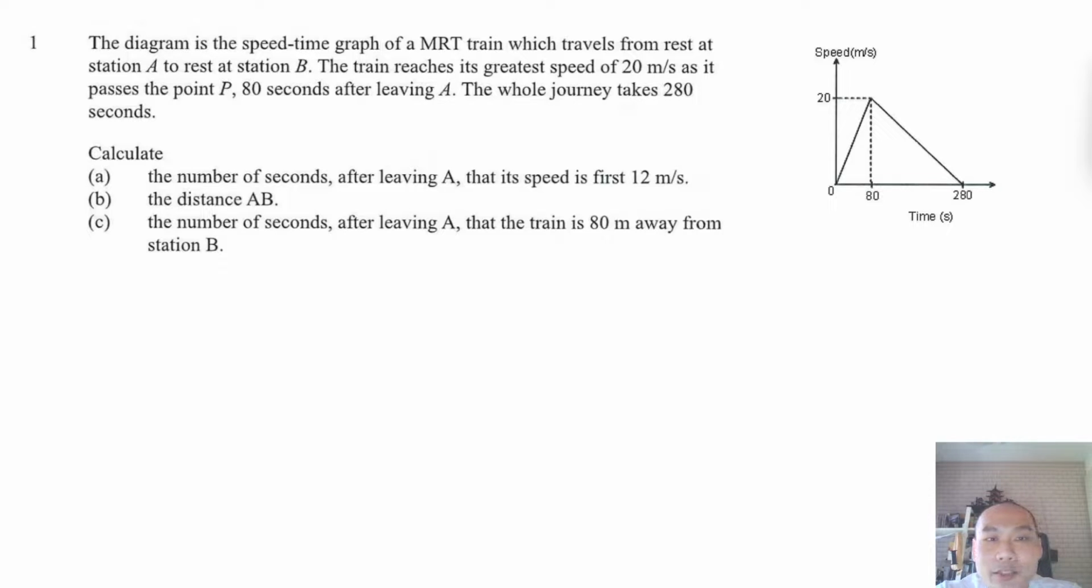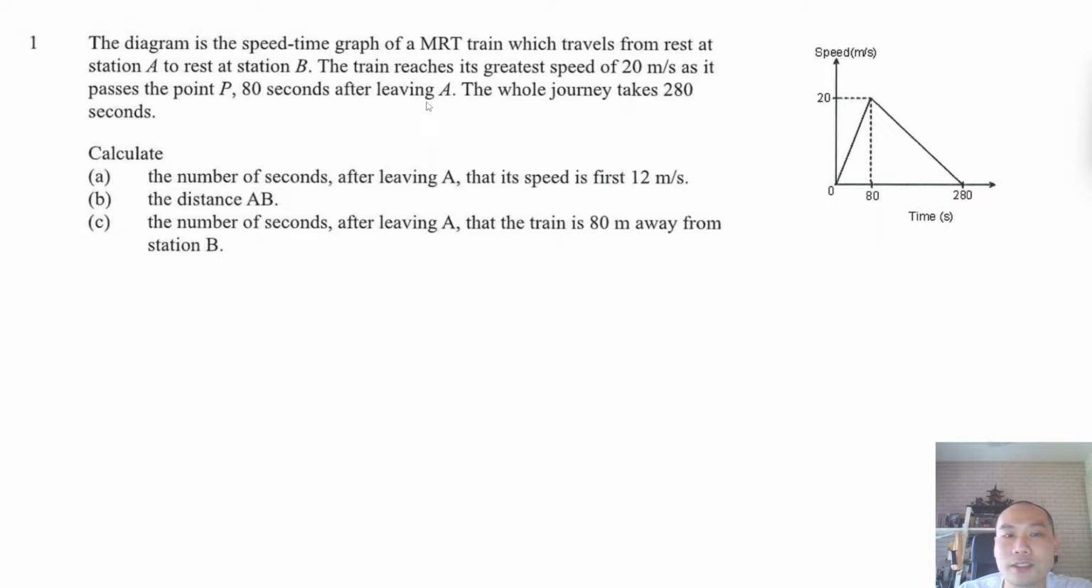The diagram is a speed-time graph of an MRT train which travels from rest at station A to rest at station B, right? So it accelerates and then after that it slows down. The train reaches a greatest speed of 20 meters per second as it passes through point P. So the point at which the speed is the highest and then after that it starts to slow down, we're going to just call it point P.